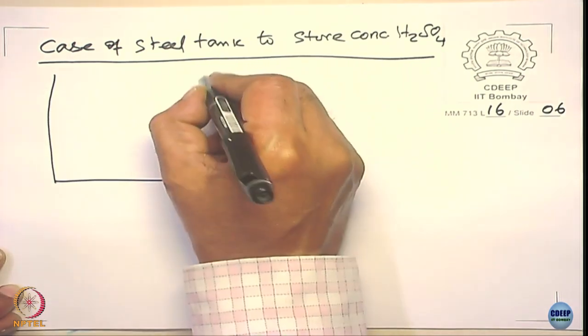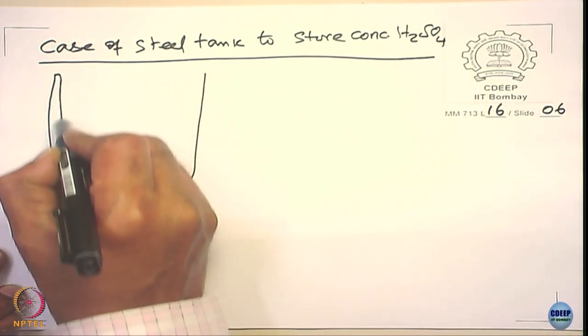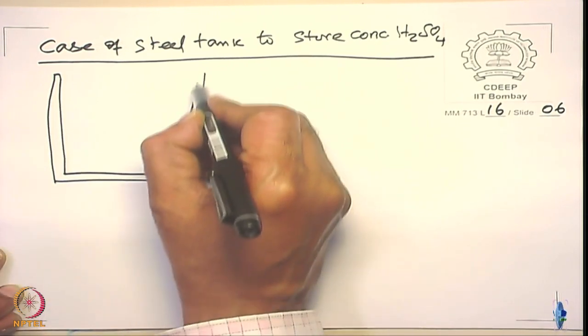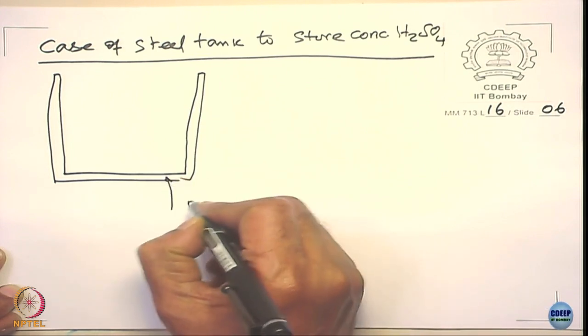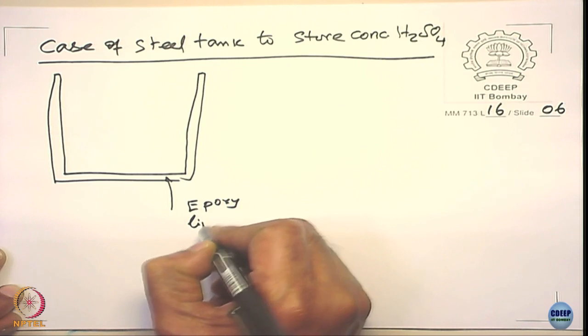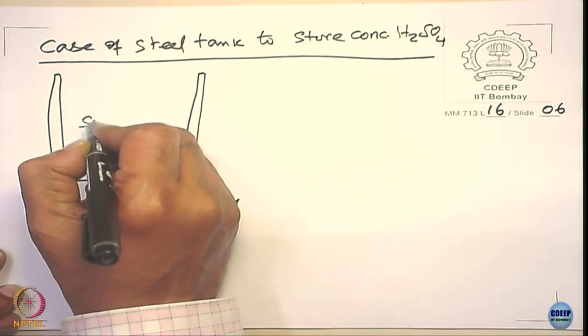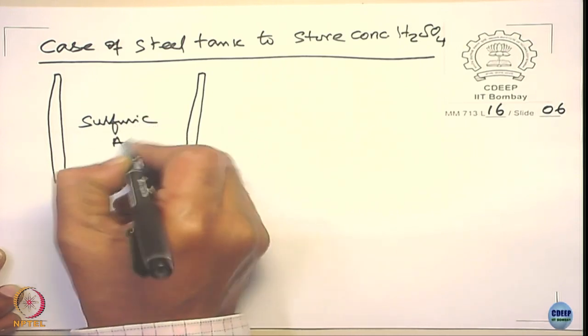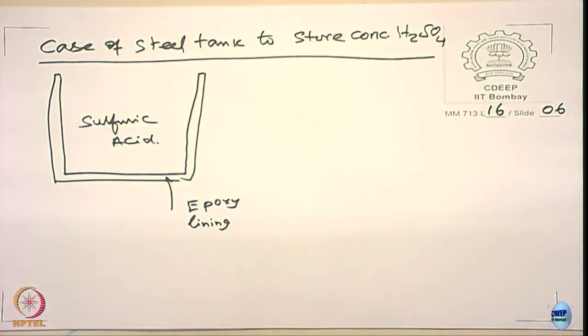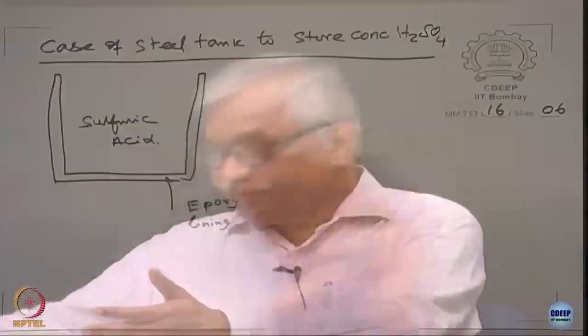Now, initially a steel tank was used, and they had an epoxy lining. This is sulfuric acid. It was working well, it gave a few years of service. There's no problem. But what happens is there is always mechanical damage. People want to clean the tank, and when you start cleaning, the bottom of the tank more often suffered the corrosion.